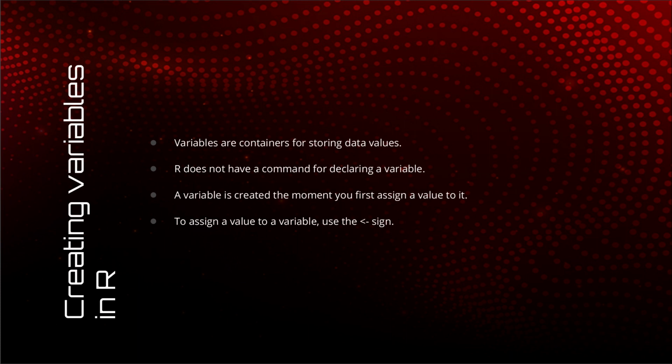So first, let us talk about creating variables in R. What are variables? Well, variables are simple containers that store data. You can think of them like a container that stores something inside. R does not have a specific command for declaring a variable, and a variable is simply created whenever you assign a value to it. To assign a value, you use the arrow sign and a hyphen sign. It looks like an arrow pointing to your left. There's no other way to explain this. It's a special operator and is used only by R to assign a value.